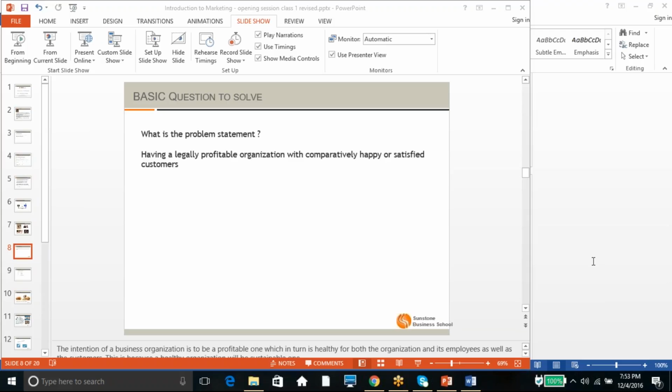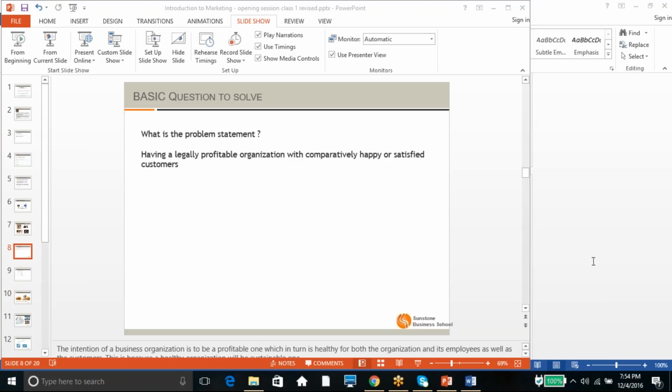But all these organizations have only banked on sales revenue. None of them has shown any signs of profitability, although on paper the potential existed. So there has to be a time frame in which you get profitable, because only then are you able to sustain the organization. So that's why the basic problem statement to solve is having a legally profitable organization with comparatively happy or satisfied customers.